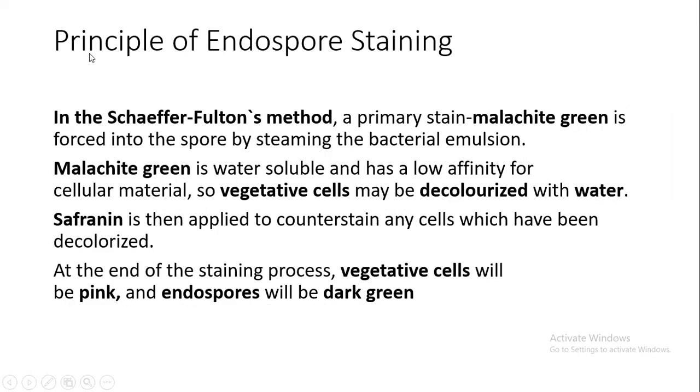So in talking about the principle of the staining method, we are basically making use of a primary stain that is malachite green, which is forced into the spore wall by steaming the bacterial emulsion. Malachite green is water soluble and has low affinity for cellular material. So vegetative cells may get decolorized with water, and we make use of safranin as a counter stain that is going to stain all the cells that are decolorized or colorless. At the end, vegetative cells will appear pink in color, while endospores will appear dark green or blue-green in color.